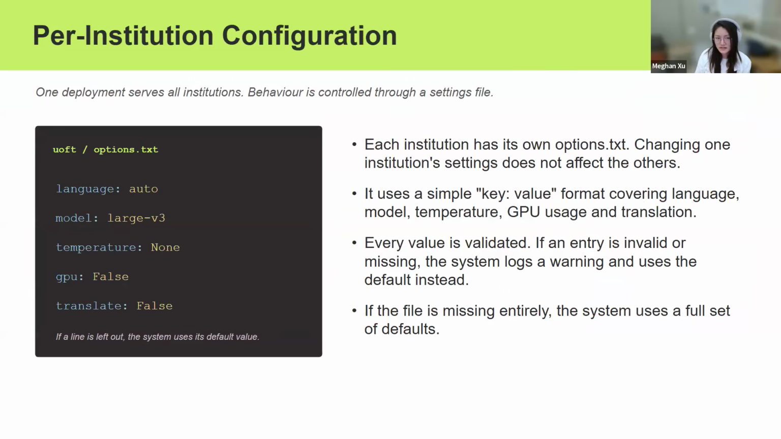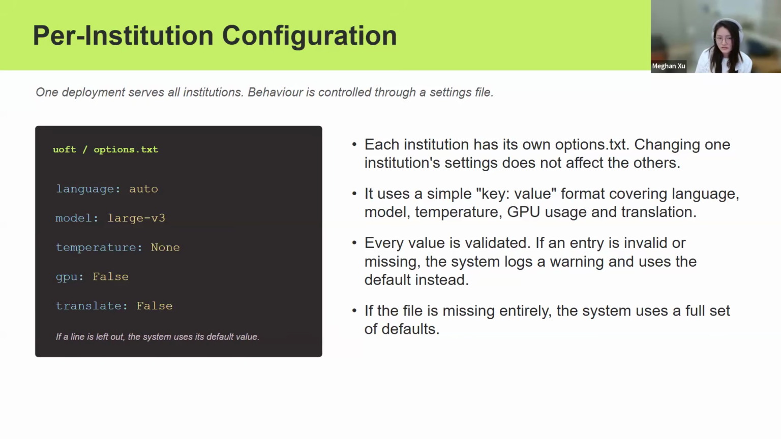One of the design decisions we made early on was to use one shared deployment for all institutions while still giving each institution control over how its own files are processed. So how do we make that work, and how is the file actually used? If you find the transcription quality is not quite right for a recording, where the audio has some specific requirement and you want to adjust how Whisper handles it, you probably don't want to change the code every time. This is where the option file comes in.